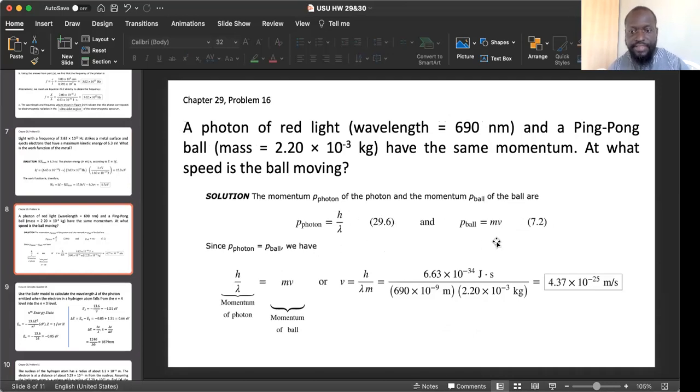So it will be h over lambda divided by mass. That will give us the velocity of the ball since they have the same momentum. h over lambda for the photon equals mv for the ball. From there, we'll calculate v of the ball. h is Planck's constant, lambda is given, and the mass is given for the ball. So we get our speed of the ball there.